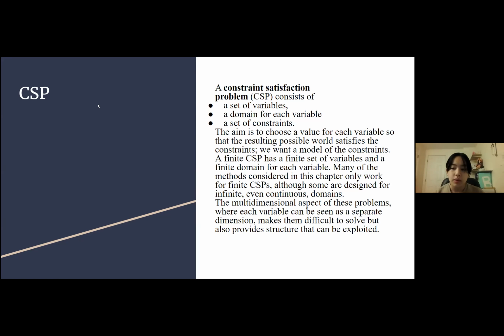constraints. We want to model the constraints. A finite CSP has a finite set of variables and a finite domain for each variable. Many of the methods considered in this only work for finite CSPs, although some are designed for infinite, even continuous domains. The multidimensional aspects of these problems, where each variable can be seen as a separate dimension, makes them difficult to solve, but also provide structure that can be exploited.